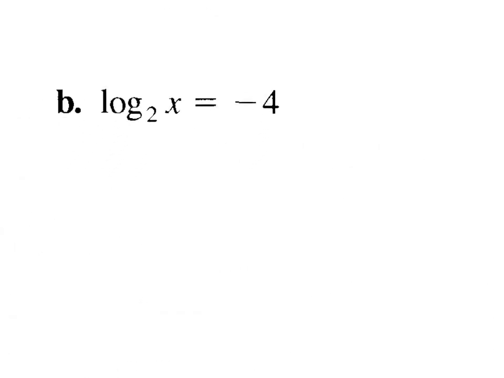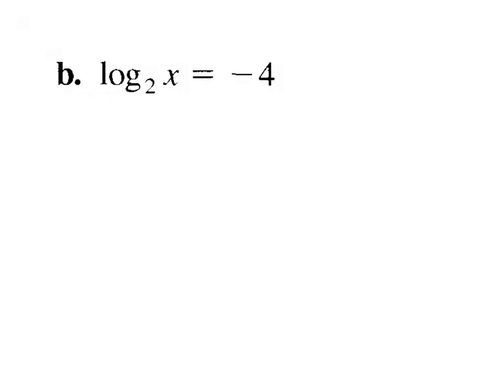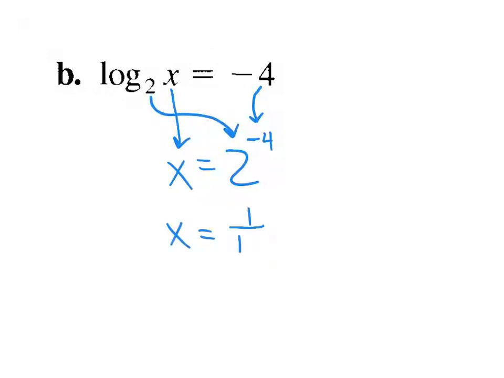All right, how about this one? Yeah, x equals 2 to the negative 4. If you just remember, the base becomes the base of the exponential. What the log equals is the exponent, and the argument is what that will equal. So x equals 2 to the negative 4th, or x equals 1/16.